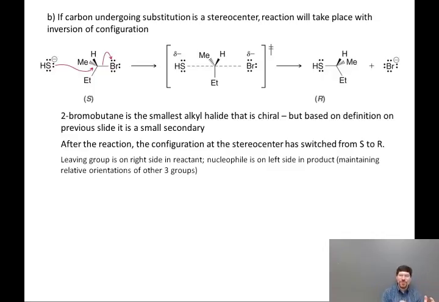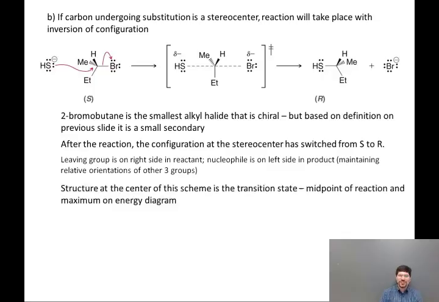We now have the group of highest atomic number. So this is only going to work out, switching from S to R, when you have the highest atomic number group replacing the highest atomic number group, but that is actually usually the case. That group comes in from the opposite side, so if you make a 3-dimensional model and figure it out, you're going to see that the configuration has switched.